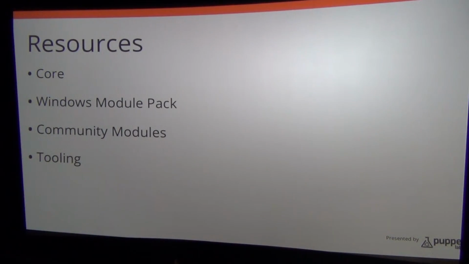Okay, so now that you have Puppet installed, you have some applications, different ways of running Puppet, what can you actually manage? So this is where we talk about resources. There are a number of core resources that Puppet comes with out of the box that you can manage. We recently announced a Windows module pack that I'm going to talk a little bit about, and community modules, and tooling for creating manifests and managing your modules.